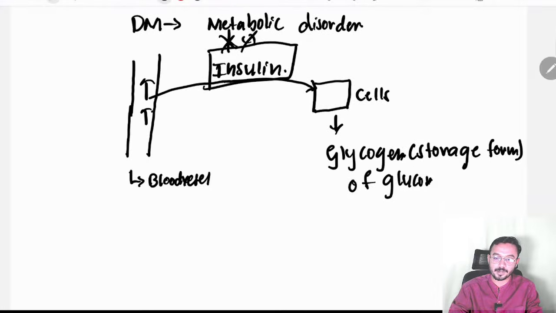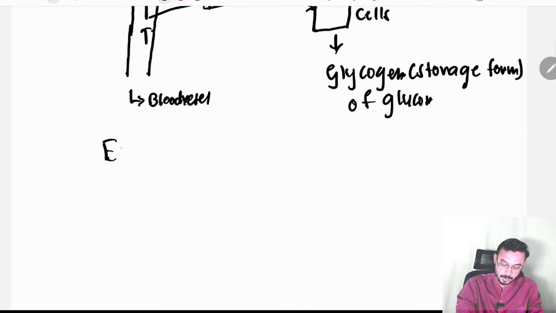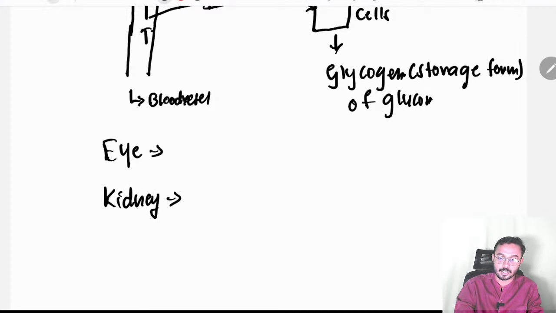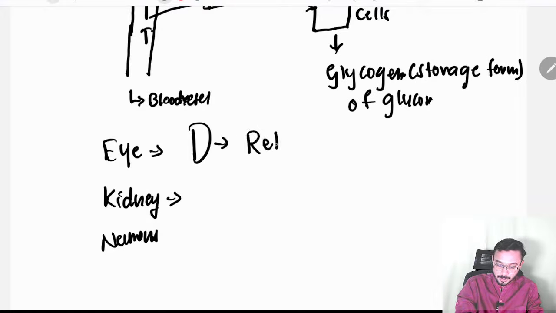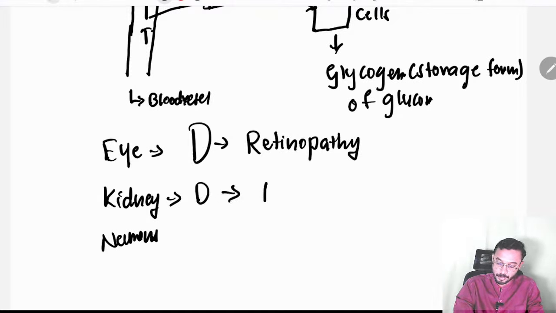Remember, whenever the glucose level in the blood is increasing, it will damage your eyes, and it will also damage your kidneys, and it will also damage your neurons, right? So if the blood glucose level is increasing day by day, it also affects your vision. That is known as diabetic retinopathy. And if kidneys get affected, that is nephropathy.